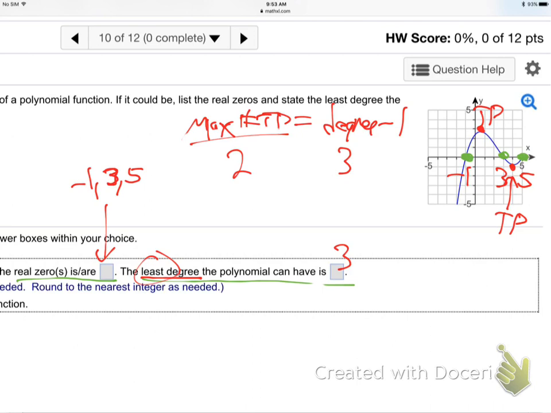Because it couldn't be a 2nd degree. There'd only be 1 turning point. It could be 4th degree, 5th degree, and there'll only be 2 turning points. That's possible. All right. Is that good?